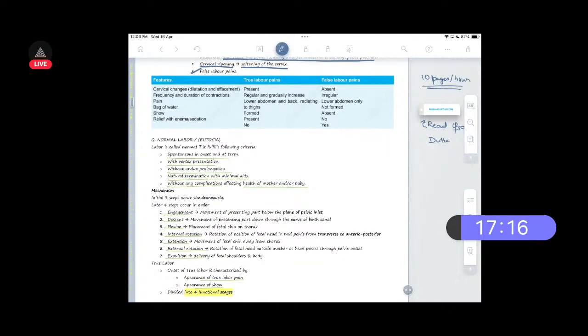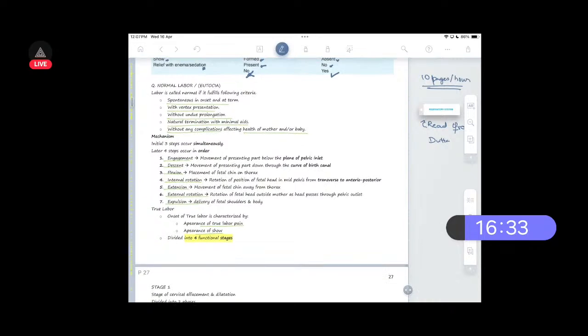So, cervical changes: you have dilatation and effacement. In true labor it will be there, but in false labor it will not be there. Frequency of contraction will be regular and gradually increase, whereas in false labor pain it will be irregular. Pain will be in the lower abdomen and the back and it will be radiating. However, here the pain will only be in the lower abdomen. Bag of water will be formed in true labor, however not in false labor. Show will be present in true labor and not in false labor, and anemia and sedation will not relieve it. In true labor, pain will not be relieved, whereas here it will provide relief.